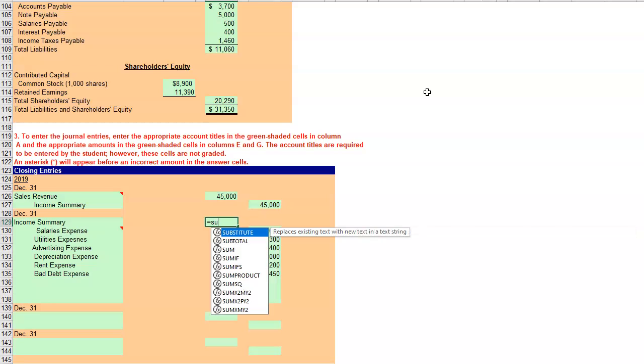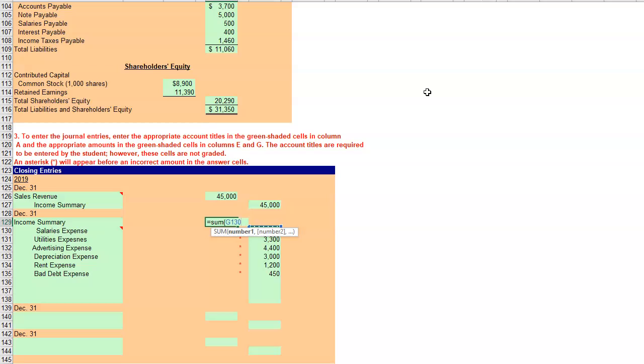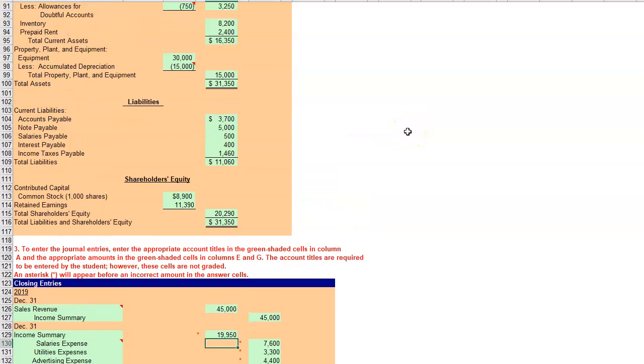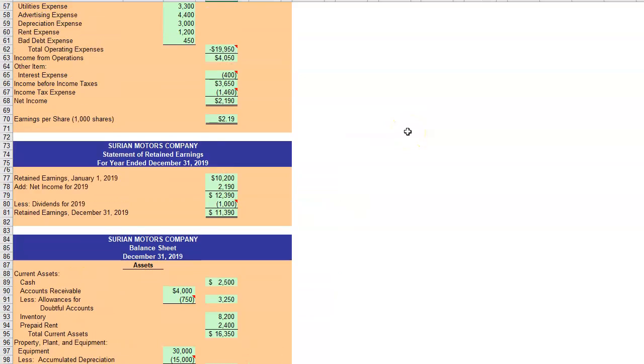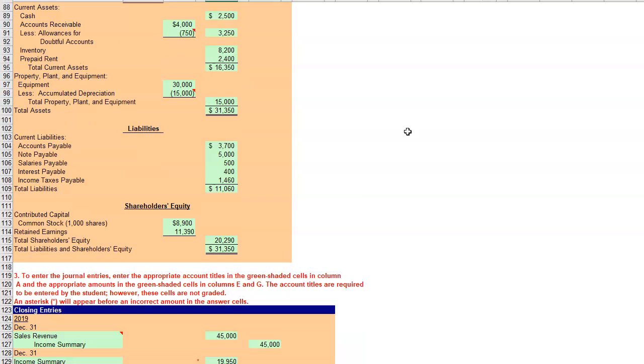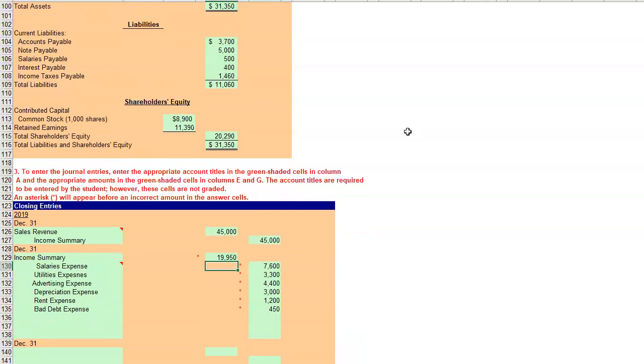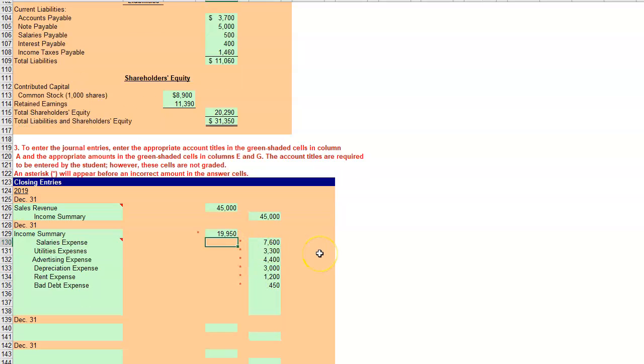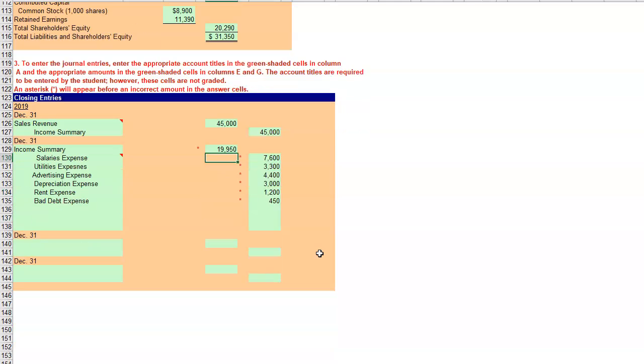All right, then you sum those up. Okay, so they should equal the $19,950, and they do. So now in income summary, you basically have net income. You have the $45,000 minus the $19,950, which equals net income.